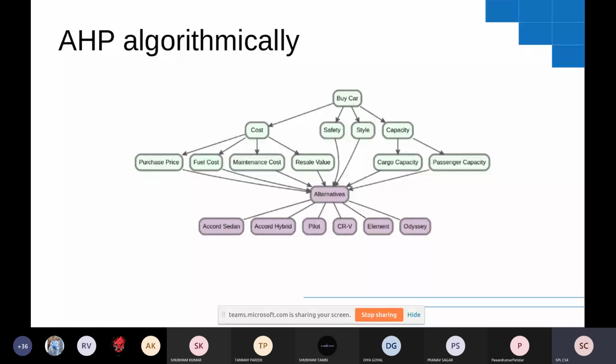And before thinking of alternatives, the criteria on which I have to make the decision could be the cost of buying a car. And this cost could further be subdivided into 4 different kinds of costs: what is the purchase price, what is the fuel cost, diesel or petrol car? What is the maintenance cost of this car, an annual price to be put on the car? And what is the resale value when I've used it for, say, 3 or 4 or 5 years?